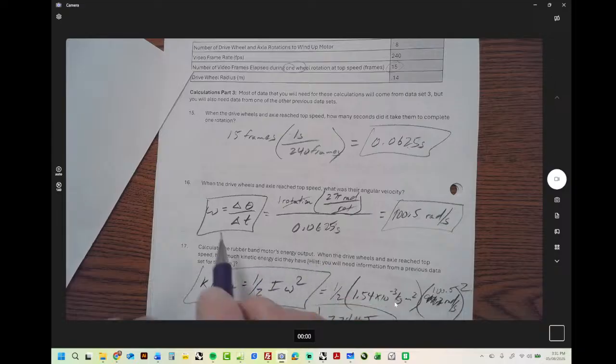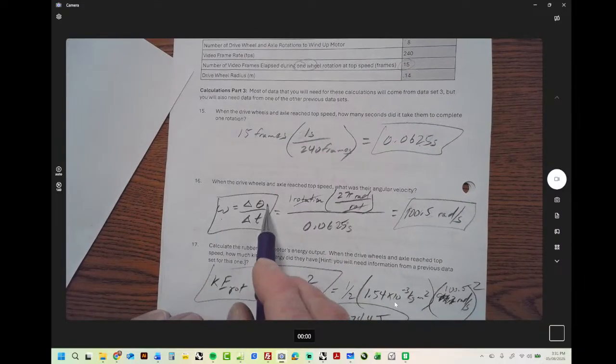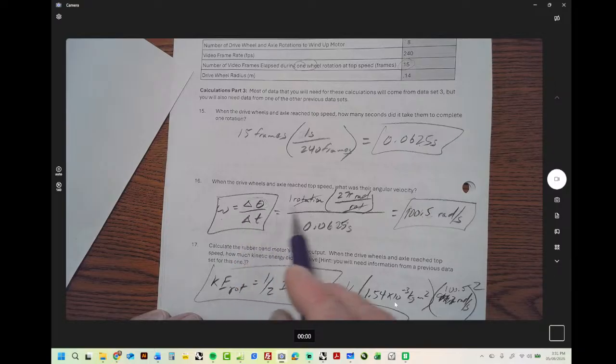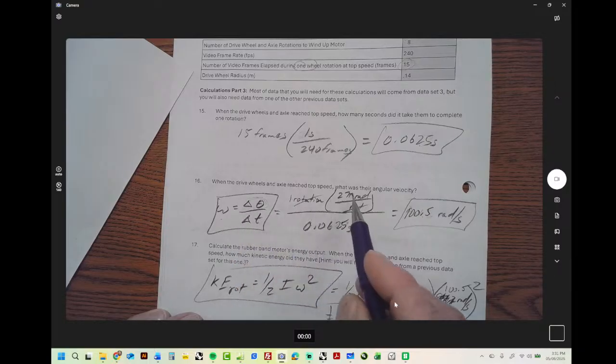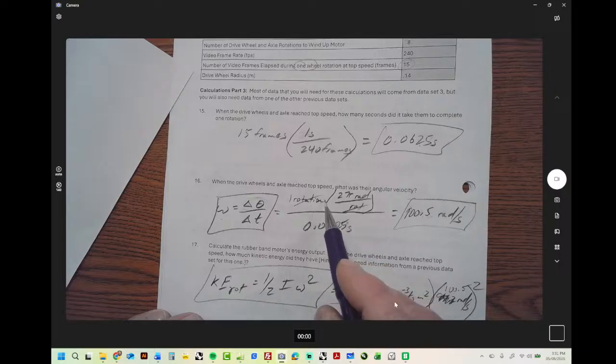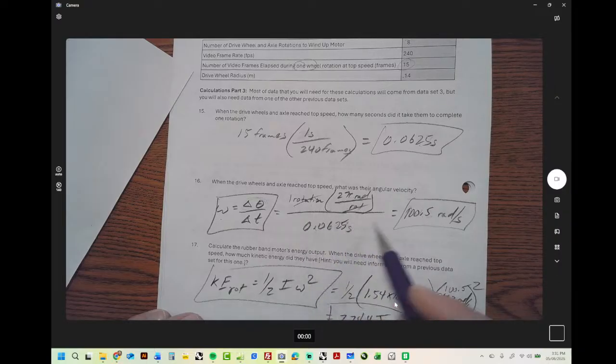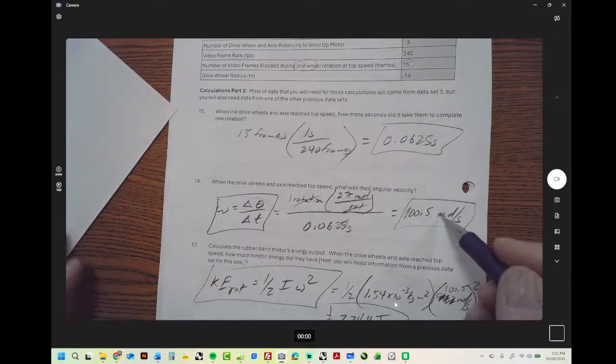So I'm really just using this formula for angular velocity. Change in angular position or angular displacement. One rotation, here I'm converting it to radians. One rotation is 2 pi radians. Divided by the time, you get 100.5 radians per second.